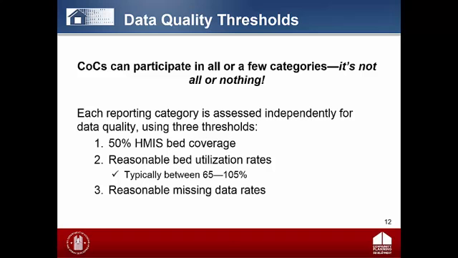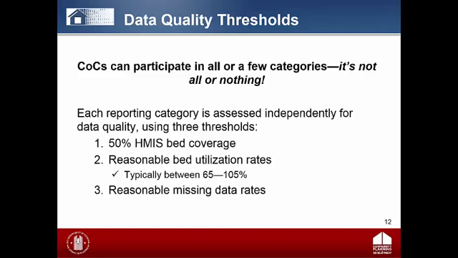Each reporting category is assessed independently for data quality using 3 thresholds. The first is a 50% HMIS bed coverage rate, which is a hard cutoff. We will be unable to use any categories where less than 50% of beds in a category are in HMIS. Second, we look for reasonable bed utilization rates, typically between 65 to 105%. Bed utilization rates above 105% or below 65% may indicate data quality issues.